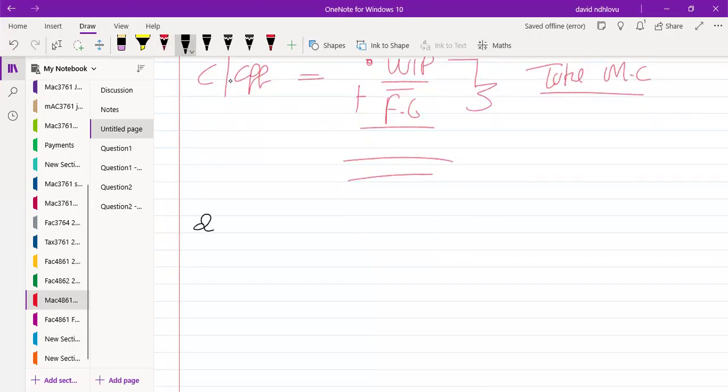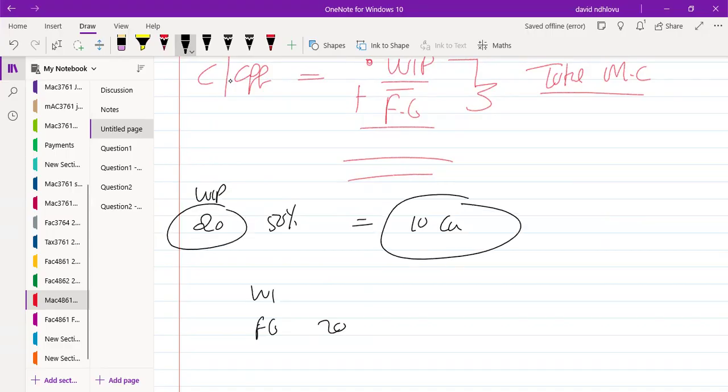So if I've got 20 items of WIP, which are 50% complete, it's as good as I'm having 10 complete units. So if I've got finished goods here, which are 20, and I've converted my WIP 20 units to 10 units of what? Of finished goods, then I can add these to get my 30 units, which is my total output. Once I have that total output, I can divide it into my total manufacturing cost, and I will have a good estimate of the cost per unit. Are we clear?